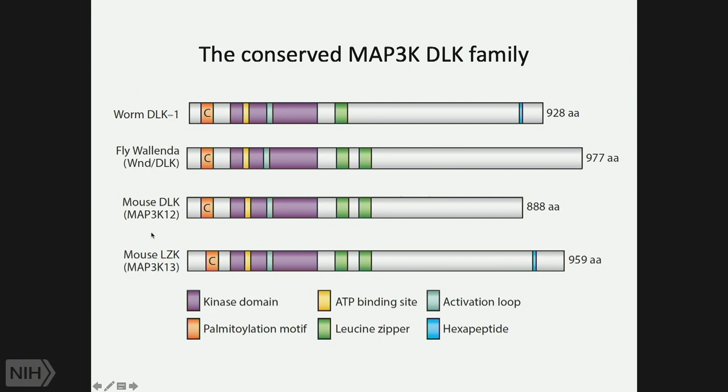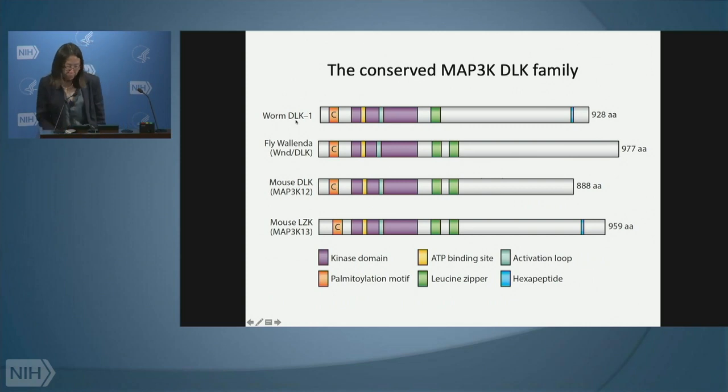One is called MAP3K12, one is called MAP3K13. It happens that K12 is given the name dual leucine zipper kinase, whereas the 13 is called the leucine zipper kinase. Whereas the invertebrates, Drosophila and C. elegans, all have one, and the Drosophila one was initially named Wallenda. C. elegans has a simple name called DLK-1. Apart from this conservation, all of these kinases are actually subject to palmitoylation-regulated lipid modification.